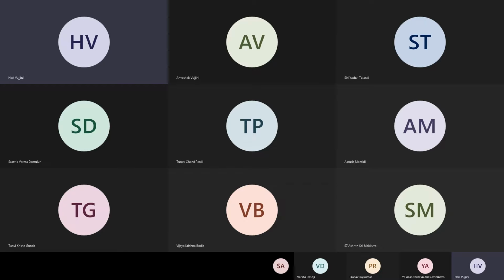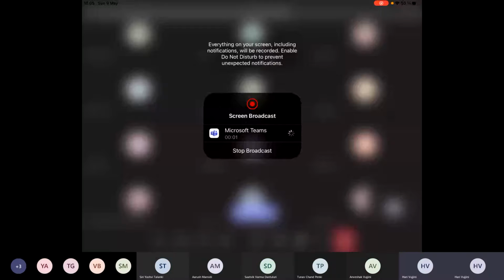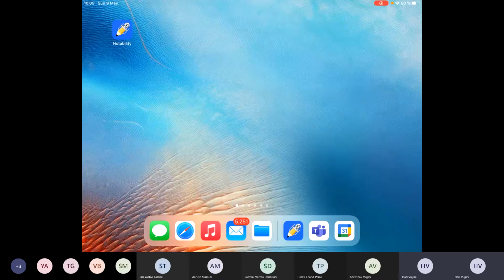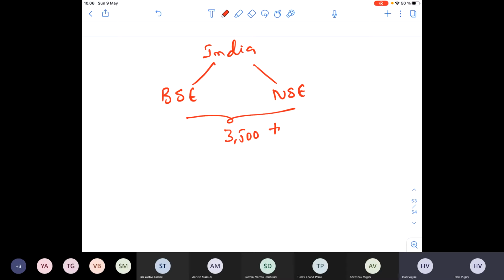Do you remember I was telling you some time ago when we were talking about the number of stocks that are being traded in different exchanges? You remember we talked about different exchanges across the world. For example, in India about 3,500 to 4,000 stocks are traded. We have the Bombay Stock Exchange and the National Stock Exchange, and combined there are 3,500 to 4,000 companies traded.